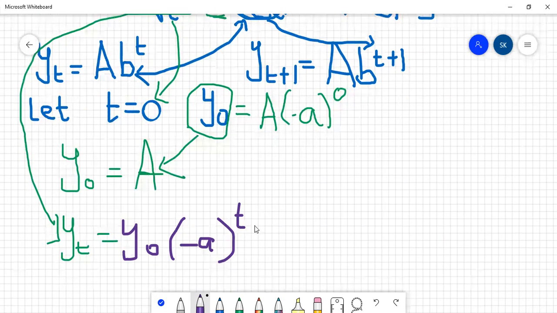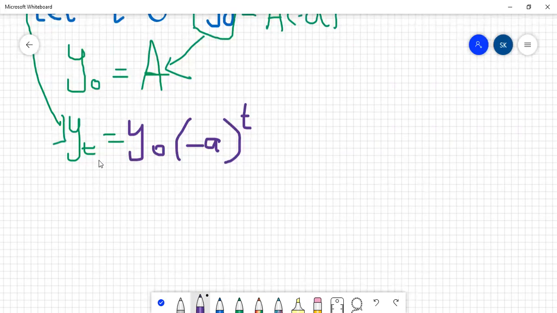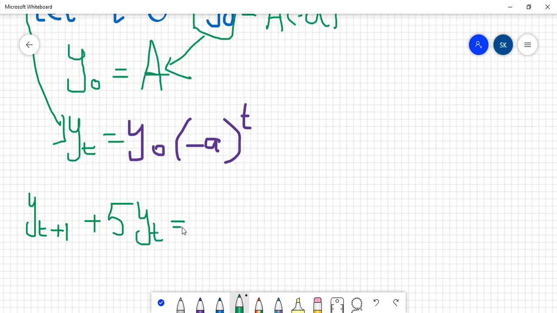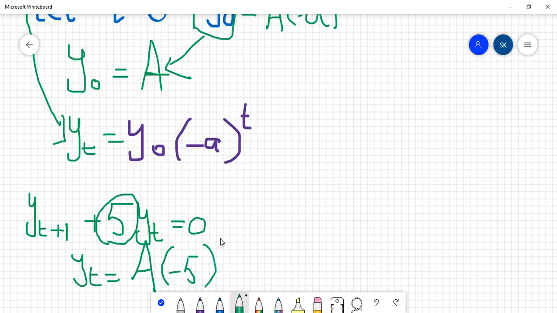Now for this, we will move towards an example. Okay, this was a simple derivation. If we solve this through an example, then it will be further clarified to us. Suppose we have y_{t+1} plus 5y_t is equal to 0. Okay, y_{t+1} plus 5y_t is equal to 0. Now this should be clarified to you, that the value of y_t is equal to a into minus a, that is, we will get a into minus 5 raised to power t, okay?